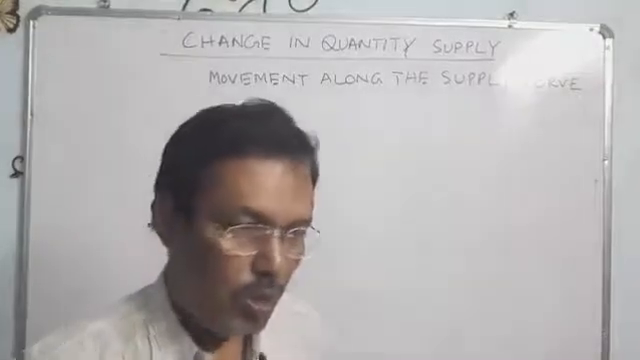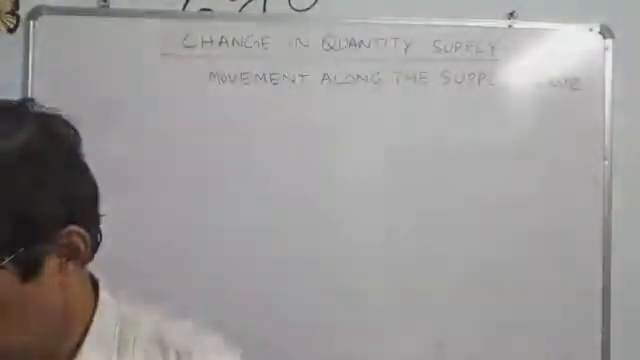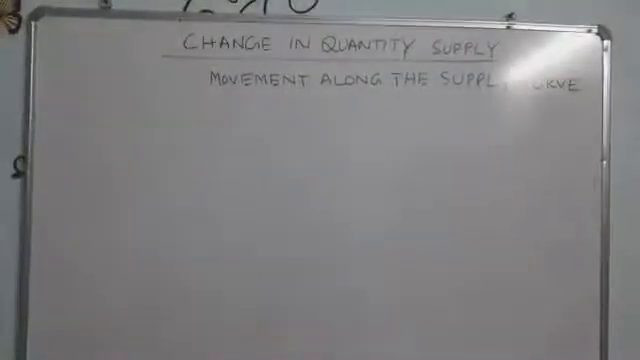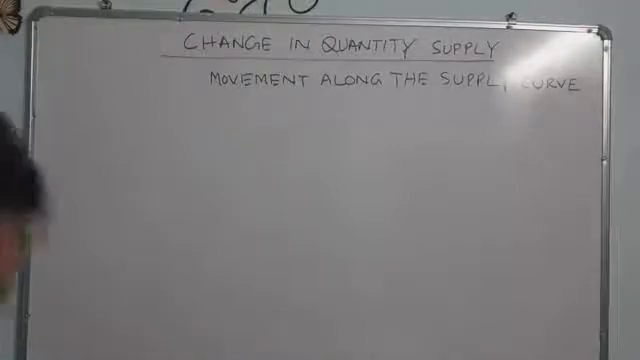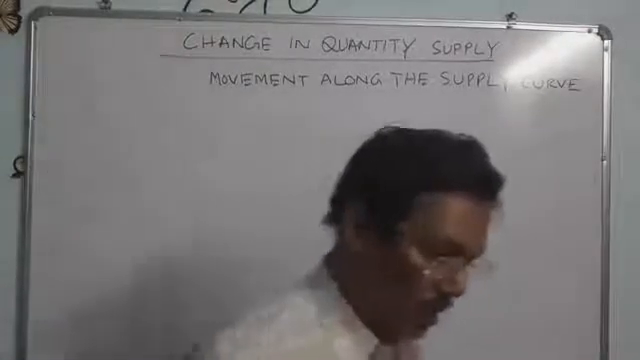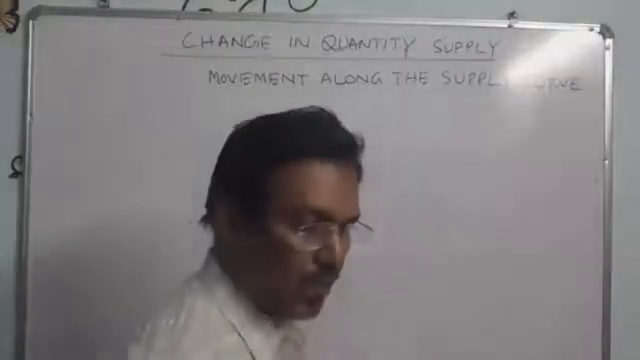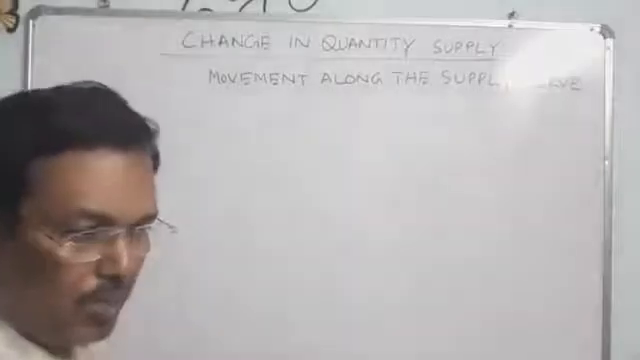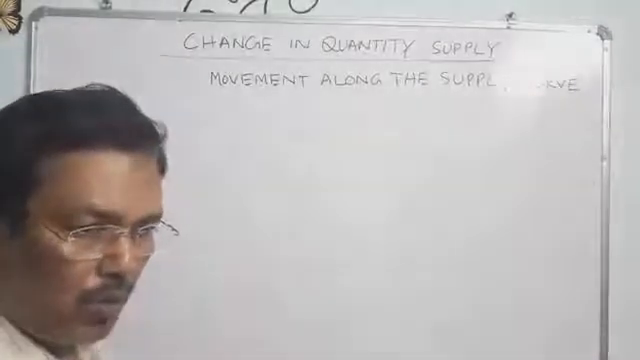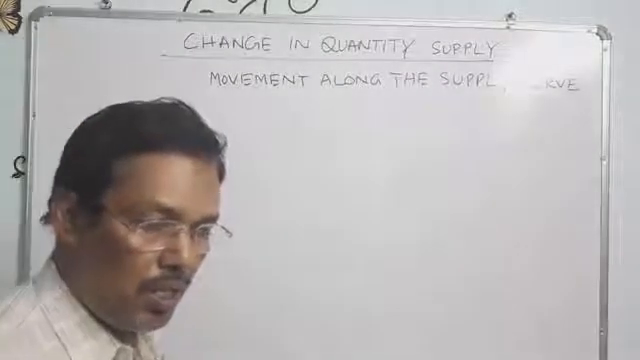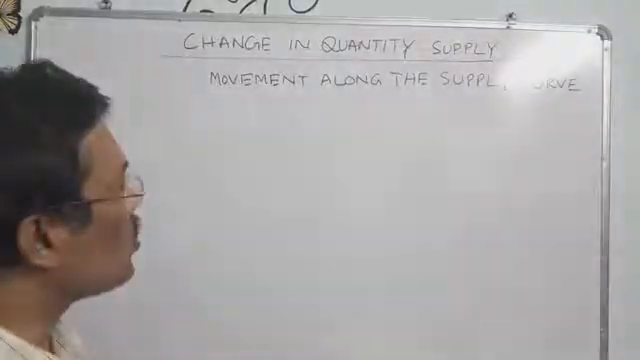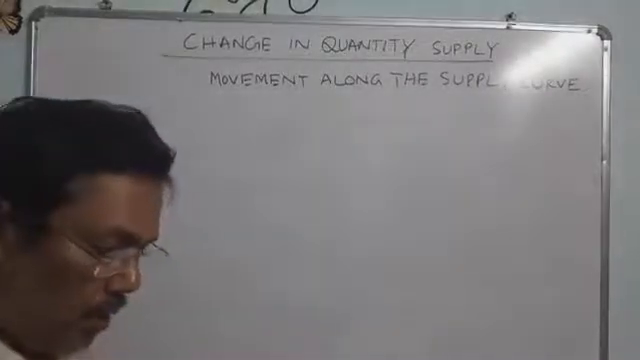Dear students, we already know the law of supply. Other things remaining the same, there is an inverse relationship between price and quantity demanded, which is called the law of demand. And what is the law of supply? Other things remaining the same, there is a direct relationship between the price of a good and the quantity supplied of that good at a given time. That is called the law of supply.